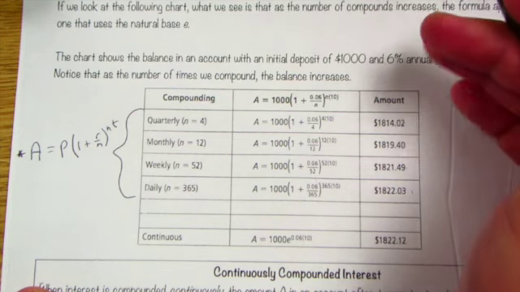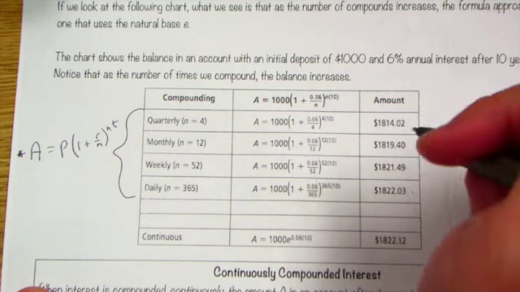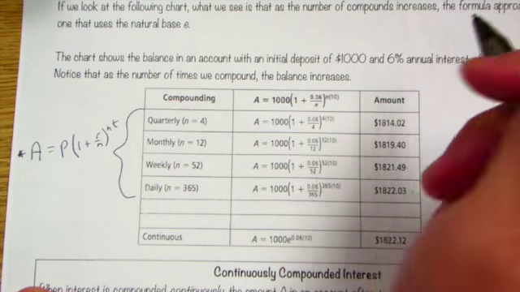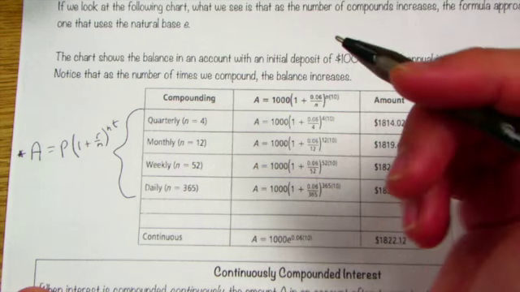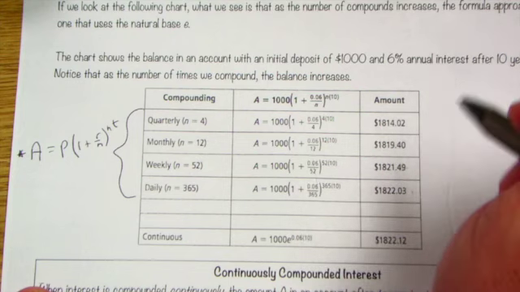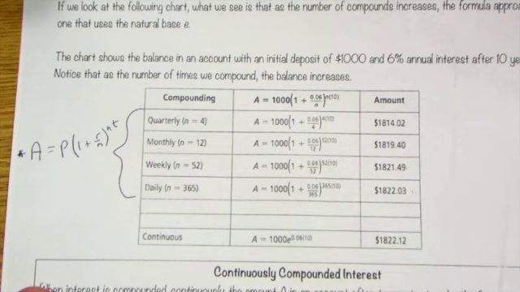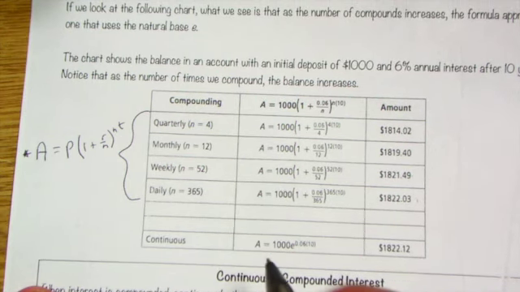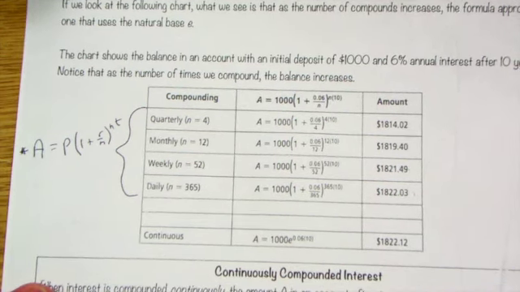But what if you could compound it continuously? So imagine compounding your interest every second or every fraction of a second. Maybe you calculate your new interest every millisecond. Okay, that's what we would call continuous, where it is compounding all the time.